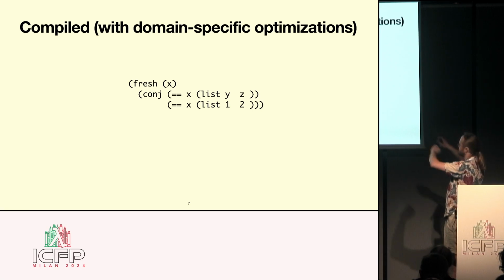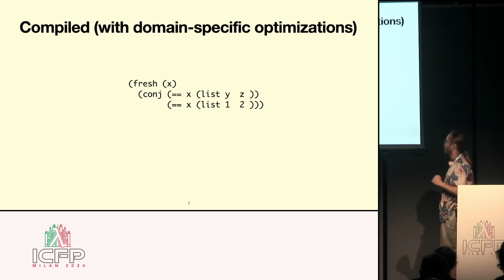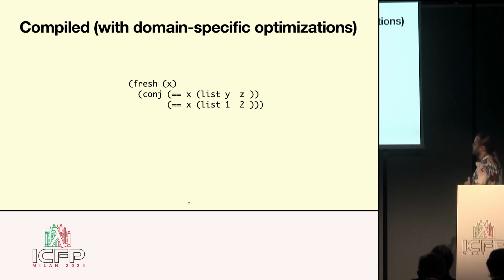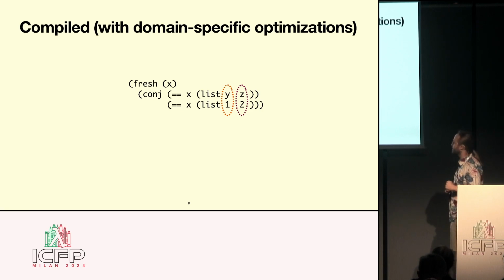So if we have this logical expression in miniKanren, we existentially bind the variable x, and then we have a conjunction between 2 equality constraints. The first equality constraint is that x must be the same as the list with the logic variables y and z. And the second, that x must be the same as the list with the logic variables 1 and 2. Well, we can deduce, very trivially, that that must mean that y is 1 and z is 2. And because we're in this existential binding, we know that we're not using the variable x anywhere else.